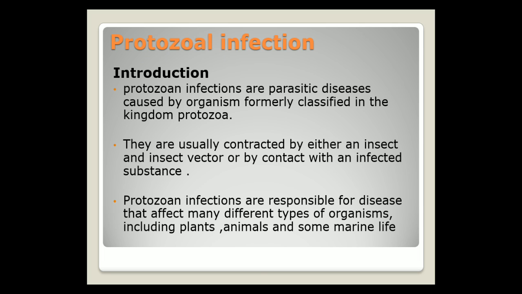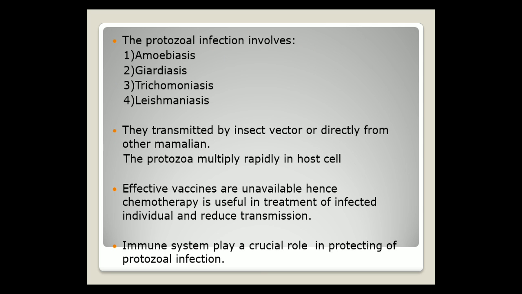Protozoal infections are responsible for diseases that affect many different types of organisms. Not only humans, it also affects plants, animals, and other organisms like marine life. Protozoal infection involves amoebiasis, giardiasis, trichomoniasis, and leishmaniasis. They are transmitted by insect vector or directly from other mammals. The protozoa multiply rapidly in the host cell.